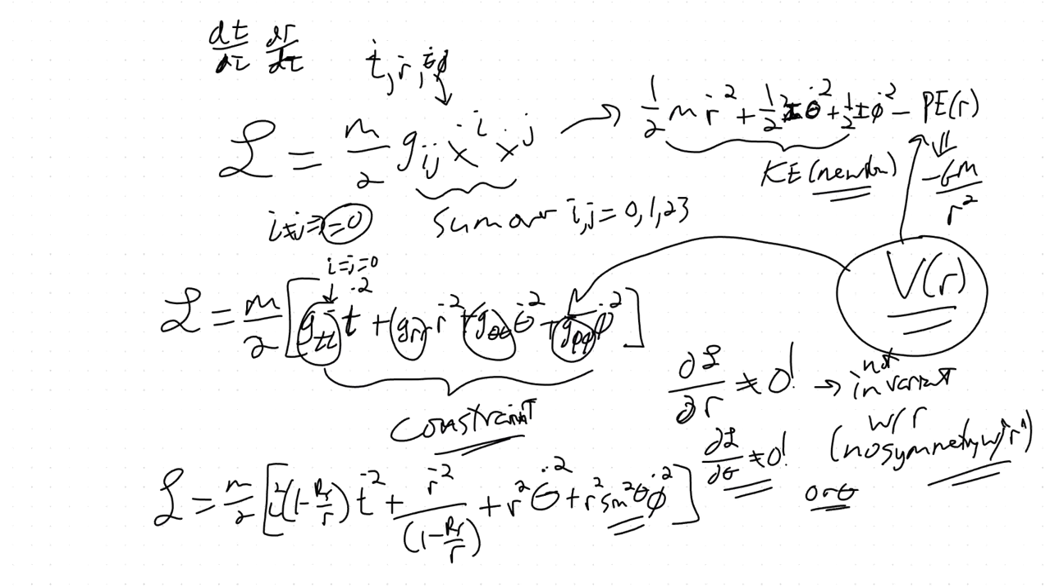But what doesn't it have? It doesn't have T and it doesn't have phi. Wow. So what does that mean? It means that there are constants. It means that there are symmetries. So time symmetry. This is Noether's theorem.